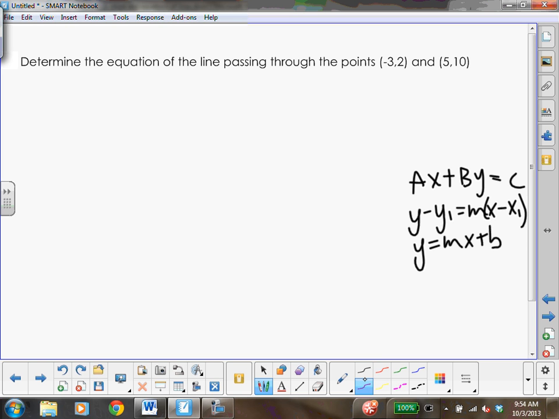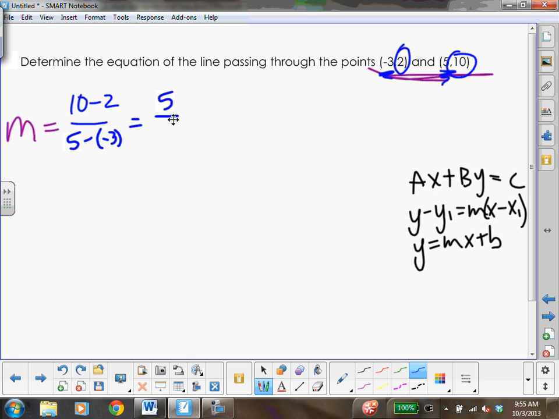Now, at this point, I don't really know any of the components of these equations. But since I have two points, I can always find the slope, which is m. Remember, slope is the change in y over the change in x. So I'm going to look at my y's first and how they change: 10 minus 2. And then look at the x's: 5 minus -3.